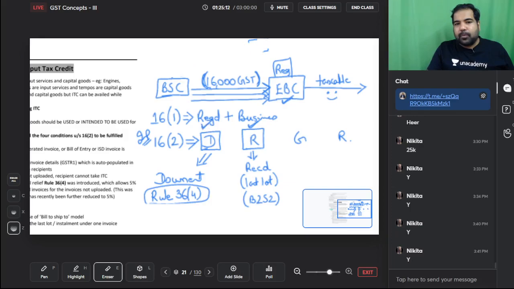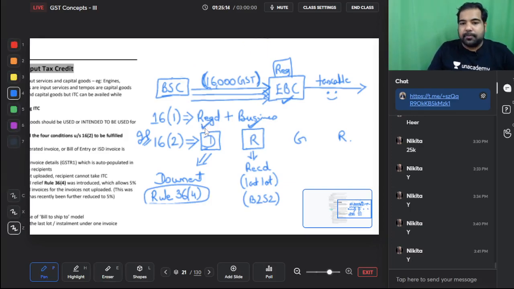Next, GR. If you want this GST credit of 16,000, the government should have got this 16,000 rupees. G is government. The government should have got the GST. But guys, how will the government get it? The battery supply company will have to pay.